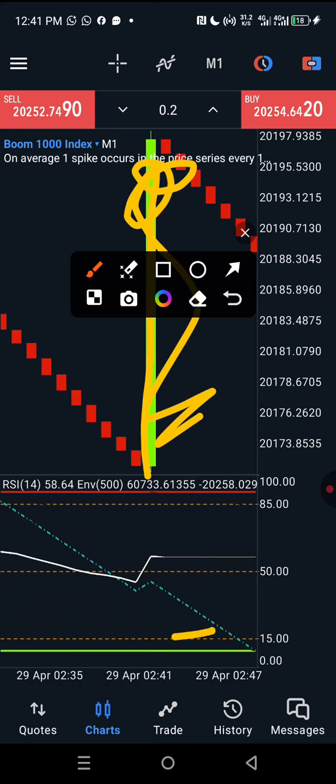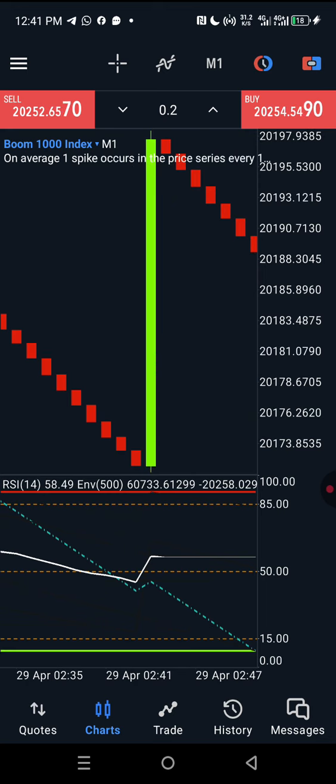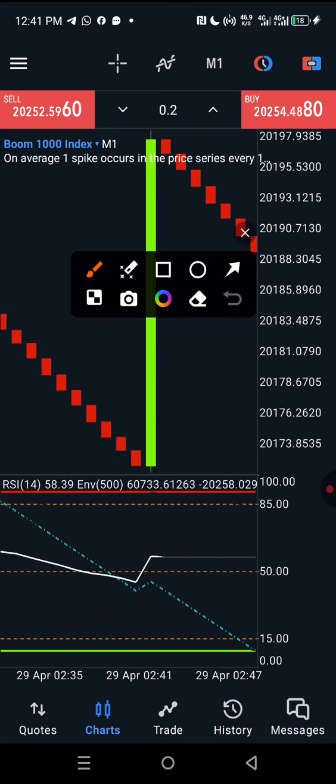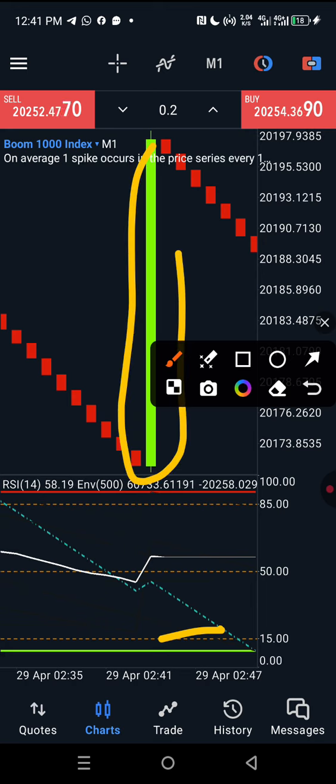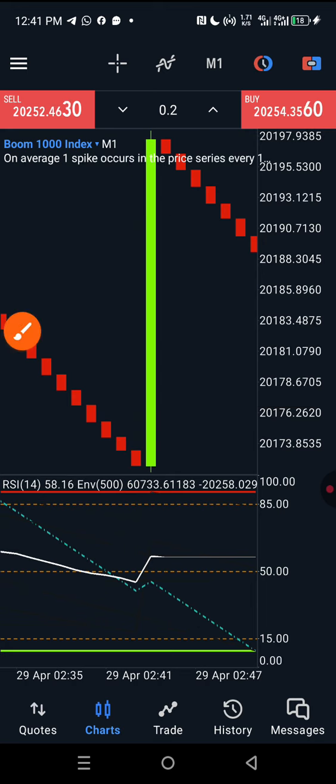All right, so you just hold. Don't exit the trade. This is just a retracement. Each time the Ichimoku doesn't get to 15, it signifies that the market still has momentum to go down. So this one that spikes here is nothing. The market is going to continue down.